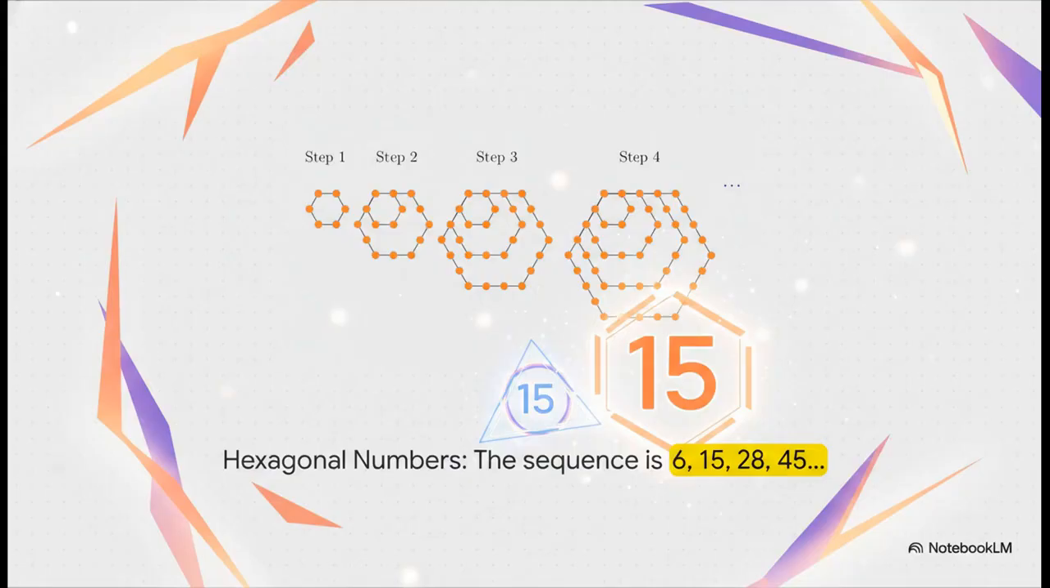Let's move on to 6 sides. These are the hexagonal numbers. They build out just like all the others, giving us the sequence 6, 15, 28, 45. And hey, wait a minute, look at that. There's the number 15 again. So it can be a triangle and a hexagon.